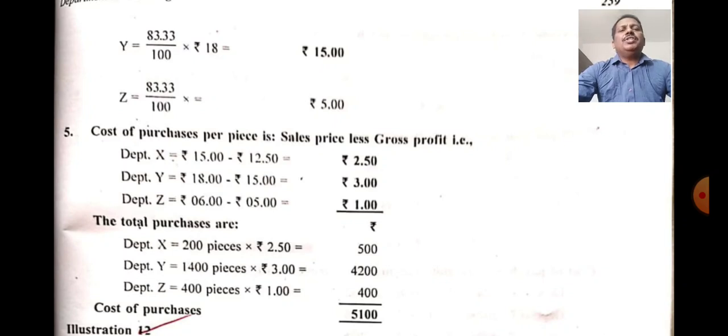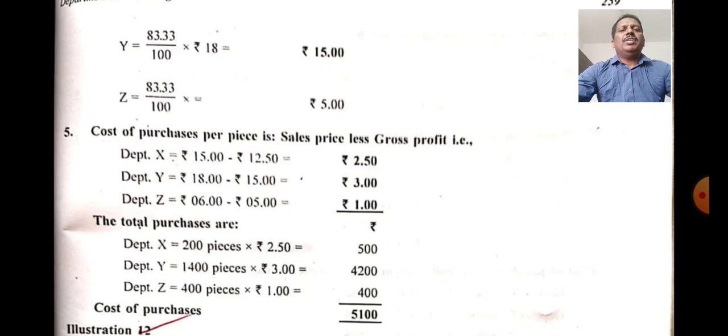So cost of purchases per piece is sales price less gross profit. In department X, 15 minus 12.5 is equal to 2.5. In department Y, 18 minus 15 is equal to 3. In department Z, 6 minus 5 is 1.